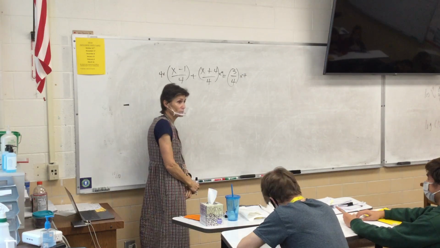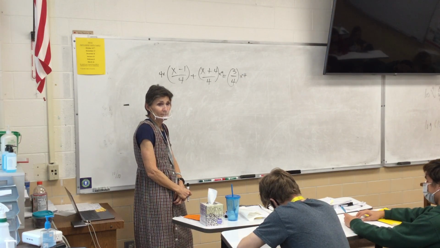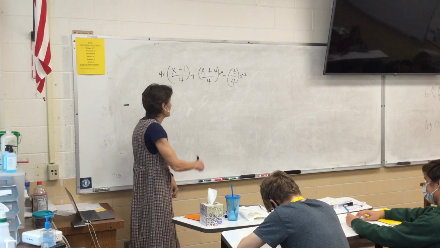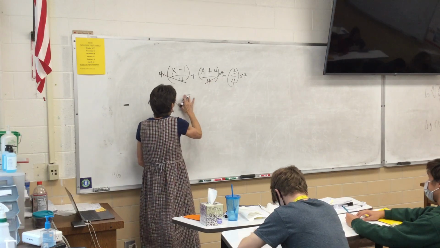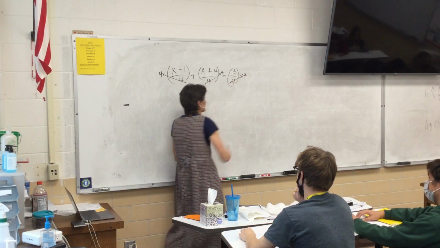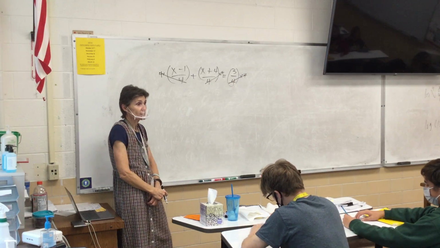Since the denominators are all the same, it'll be easy to get rid of them, won't it? Can't we get rid of them by multiplying everything by 4? That's times 4, not 4x. That'll get rid of all the 4s.